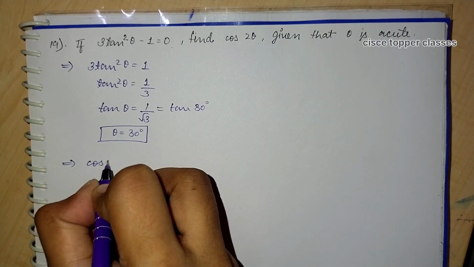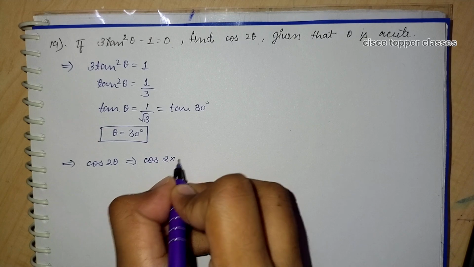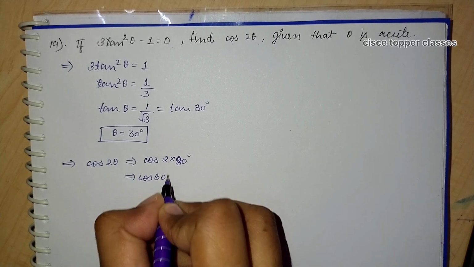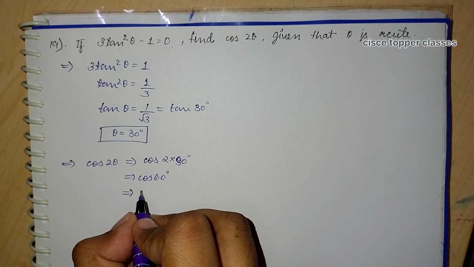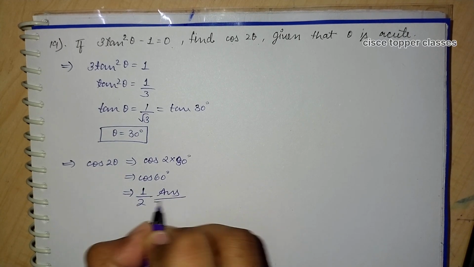So here cos 2 theta, we will write the value of theta here. So this will be cos 2 into 30 here. So this will be cos 60 degree. And we know the value of cos 60 degree, that is 1 by 2. So this is the final answer of the 19th question here.